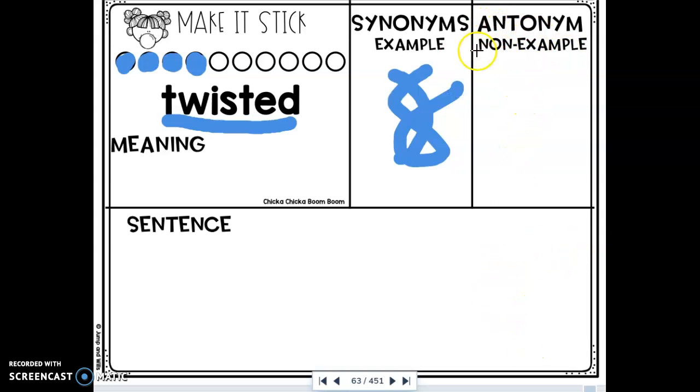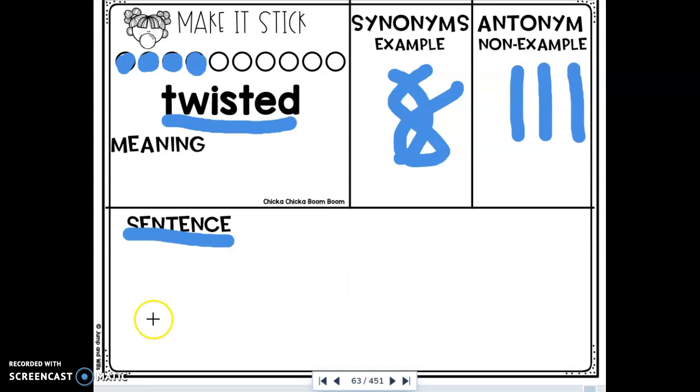Antonym is something that's a non-example or something that's the opposite of twisted. So let's just say we're using this example of string, and these strings are not twisted together. They're all hanging separately. So for sentence, down here, we're not going to write a sentence. We're just going to draw a sentence.